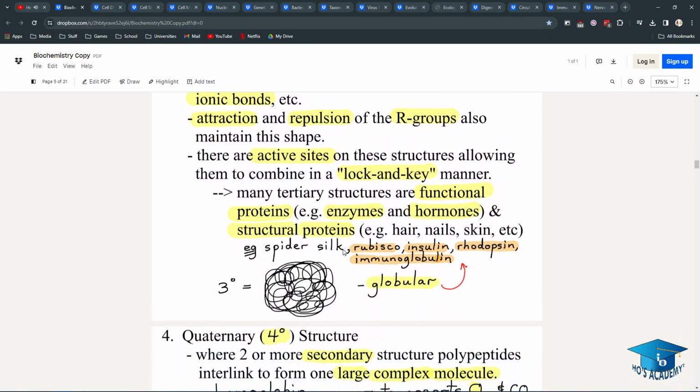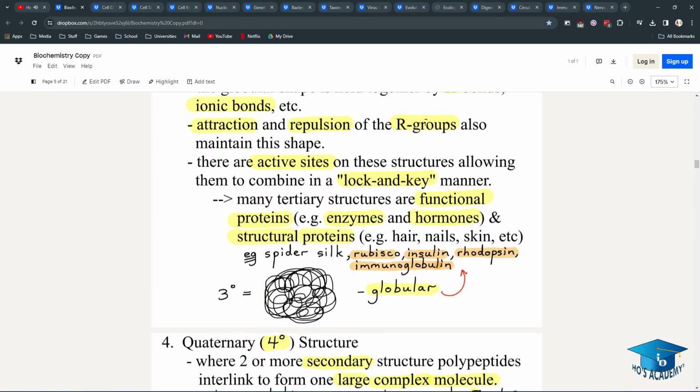Okay, this is really important. You need to remember some examples of these: spider silk, rubisco, insulin, rhodopsin, immunoglobulin, and they're all globular shaped, like this curled up ball.